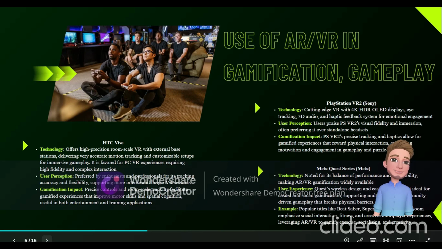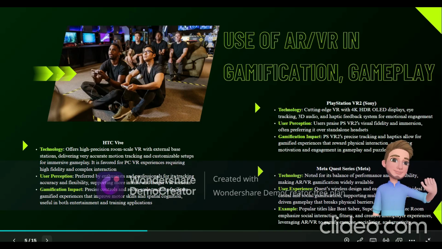So let's talk about the PlayStation VR 2. Technology-wise, they are using cutting edge technology, like 4K HDR OLED screens. The tracking is eye tracking, and they are using 3D audio and a haptic feedback system to collect data and build emotional engagement with the users.